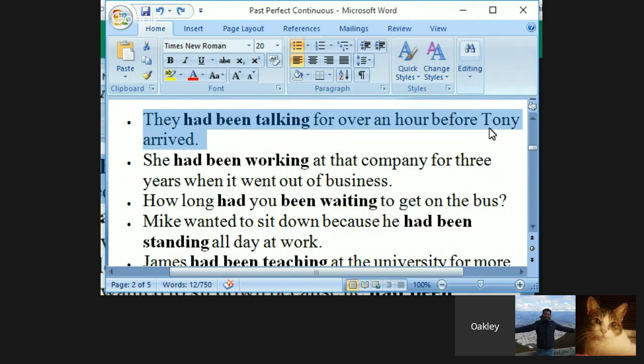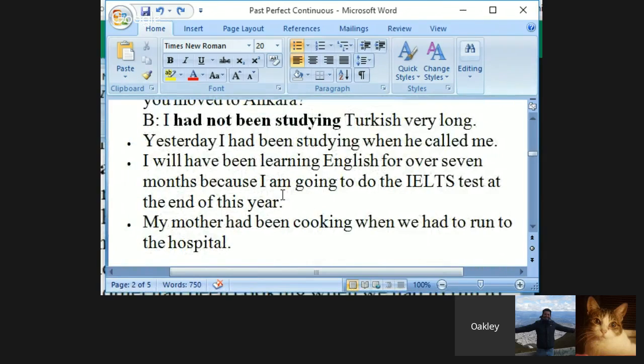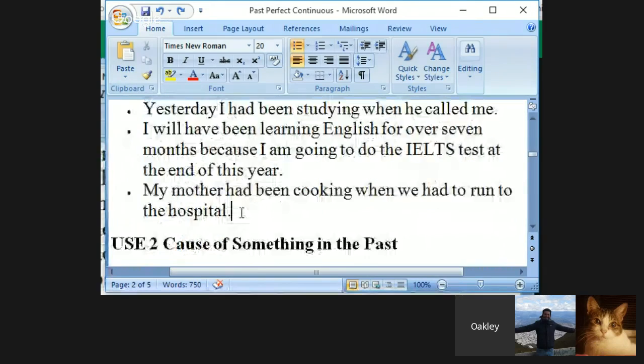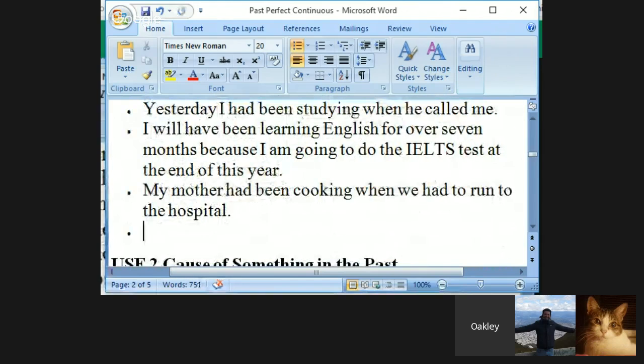They had been talking for over an hour before Tony arrived. I assume immediately that they know Tony's going to arrive. If I change this, they were talking for over an hour before Tony arrived, I would assume they did not know Tony was coming, and he interrupted them. You see, that's it. Is it a surprise or not? Okay, I got it. All right, Julian, you want to give it a try?